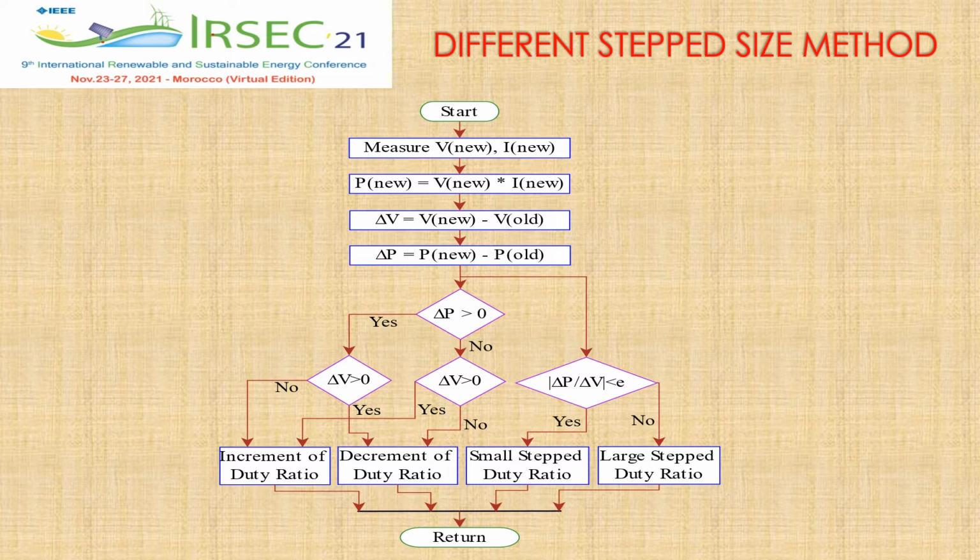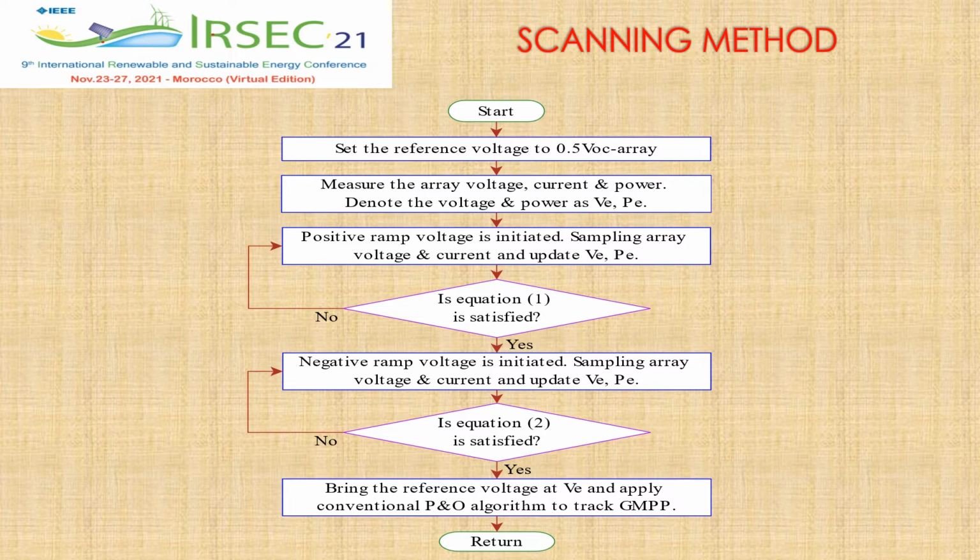This diagram is for different step size method. This method is same as conventional P&O algorithm. Exception is the duty cycle step size. Algorithm uses large step of duty cycle during convergence to the peak and small step size of duty cycle at steady state conditions.